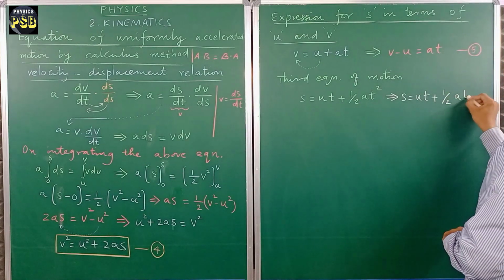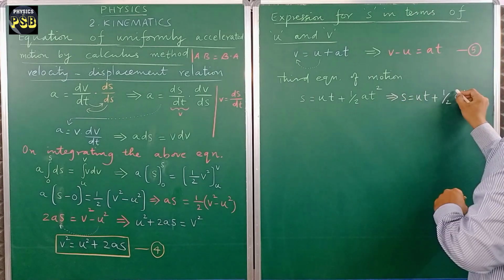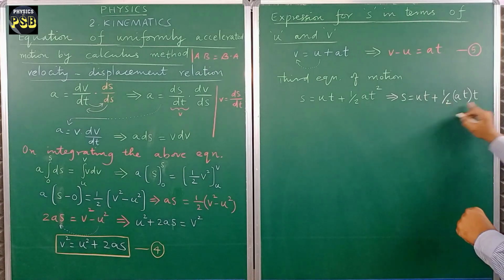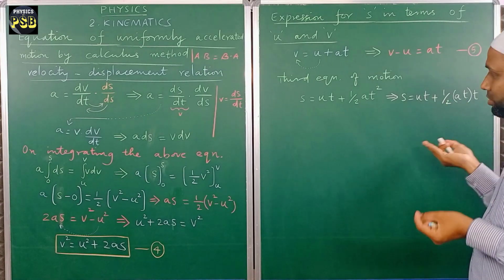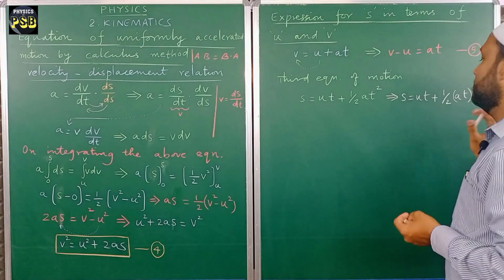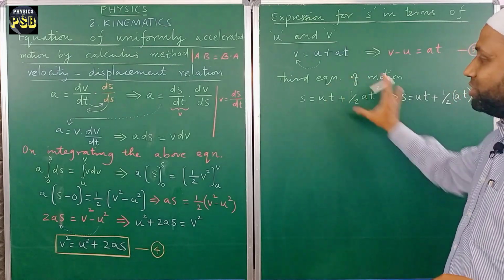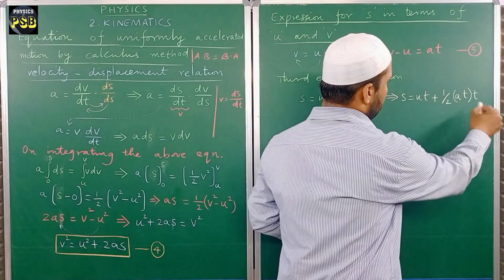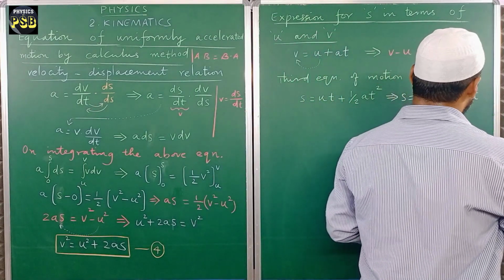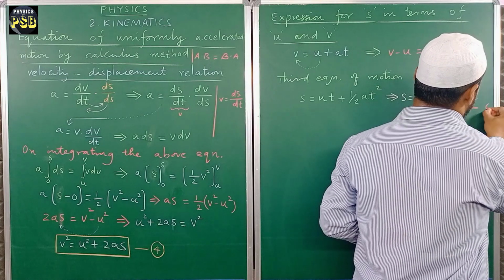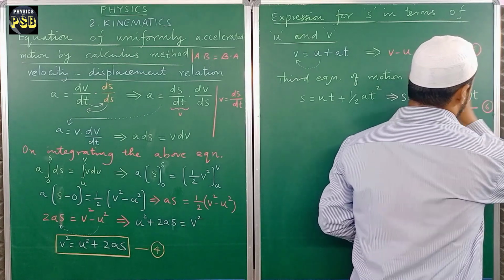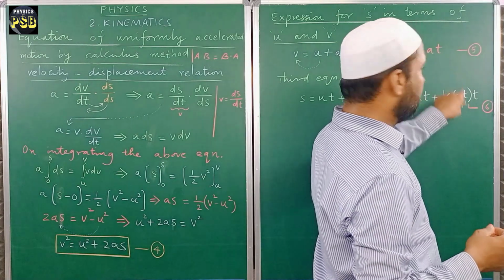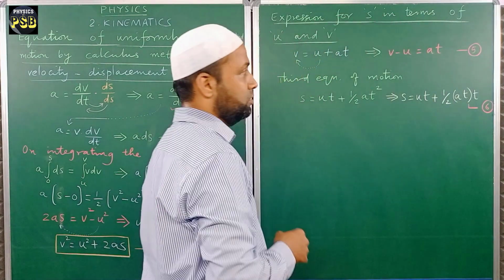Then I take a t outside: half at multiplied with t. If you multiply this term, you will get half at square. So this is not going to change the value of this equation. Then I name this equation as equation number 6. Now in the place of at in 6, I am going to substitute the value from 5.